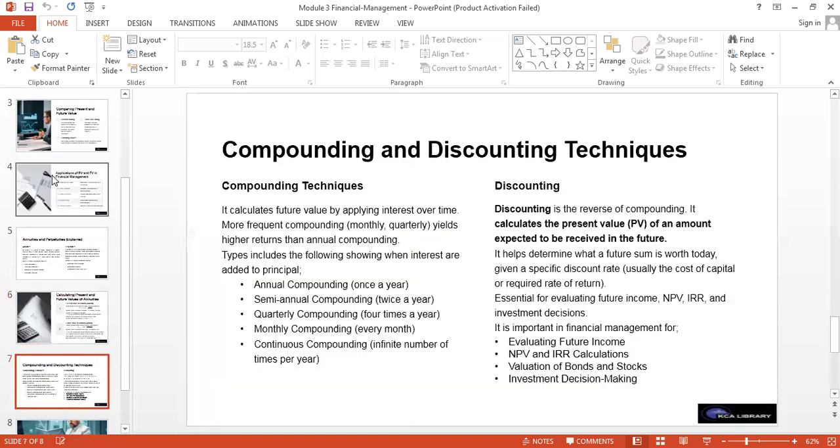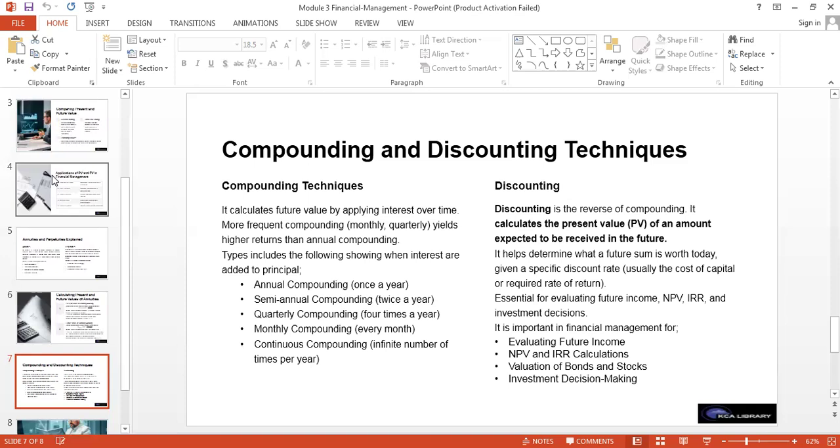And also we have the compounding and discounting technique. The compounding technique is used to calculate future value by applying interest over time. More frequent compounding, which is monthly and quarterly, yields higher return than annual compounding, and that leads us to the types of compounding techniques that we have. These types show when interest is added to principal. From what was said before, the monthly and quarterly yield higher than the annual compounding.